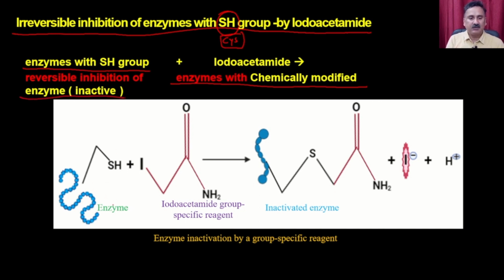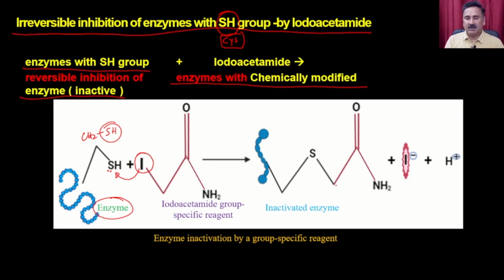So what happens is that you have the enzyme, for example, some enzyme which contains an active site cysteine, right? So it is going to have this CH2SH. This is the CH2, this is SH, right? And when you add the inhibitor, you are going to add the iodoacetamide. Iodoacetamide has the iodine, and the SH again has electrons, right? So this is going to attack the sulfur group, right?